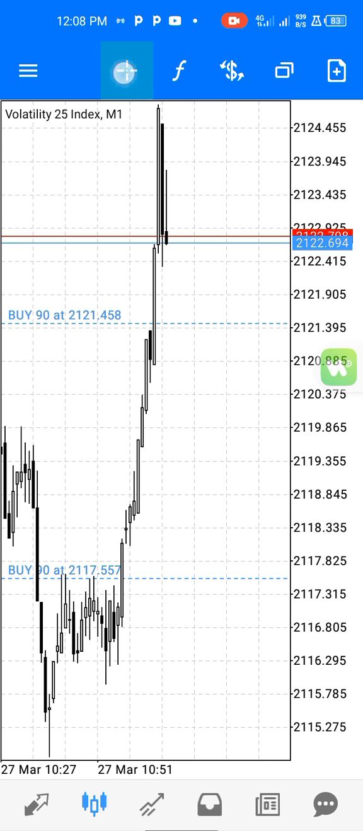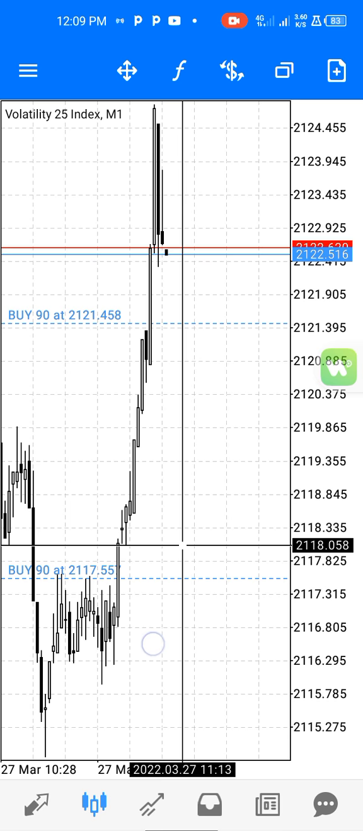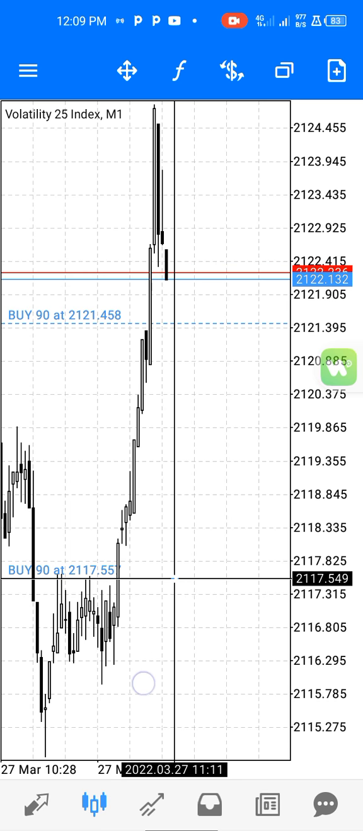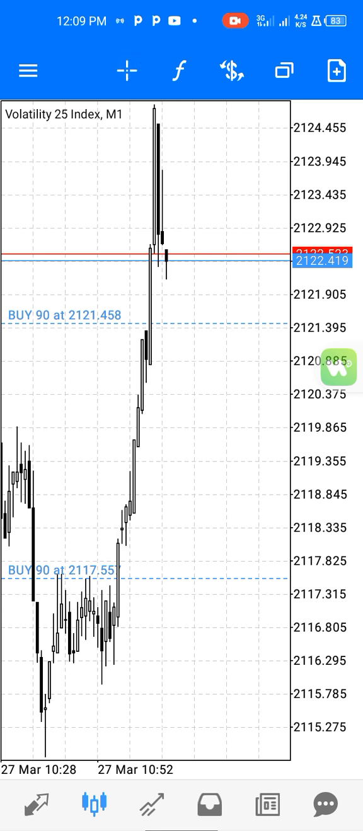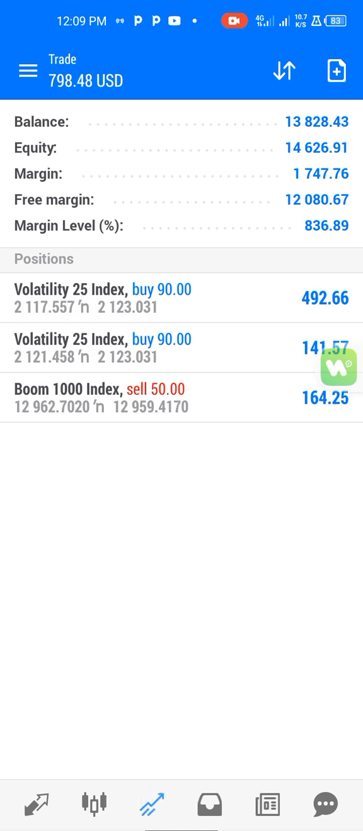I could take my crosshair cursor, click on it to load it on your chart, and I can read where exactly I entered. I think I entered around 2117.5. I click on this sign, it goes back. I click it, it comes. I click it, it goes back. So I entered around 2117.5.